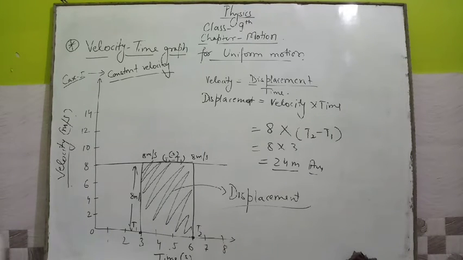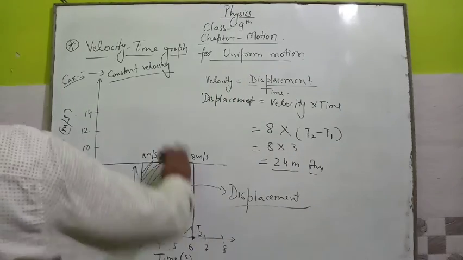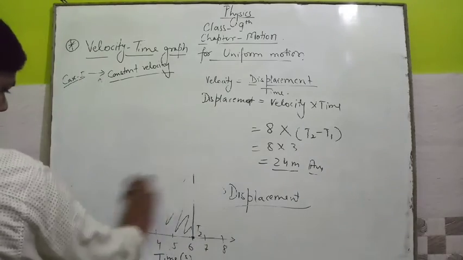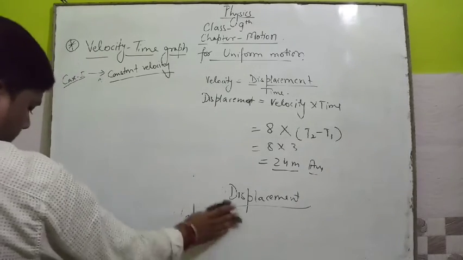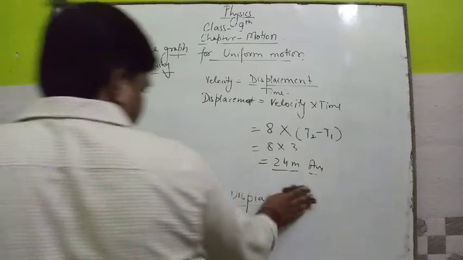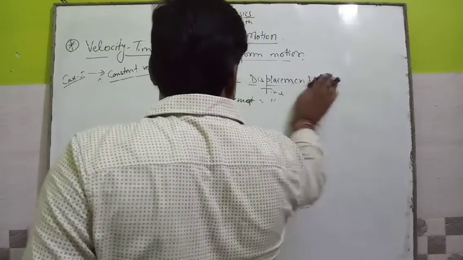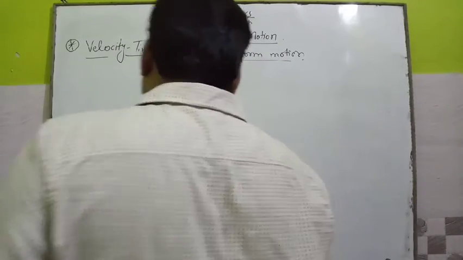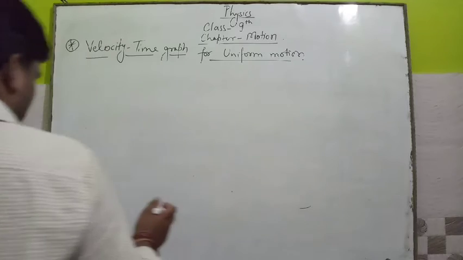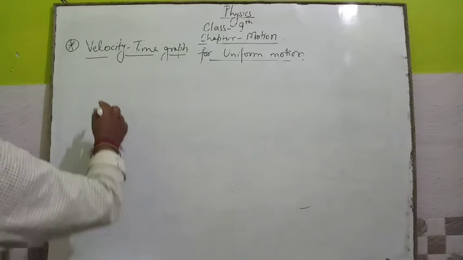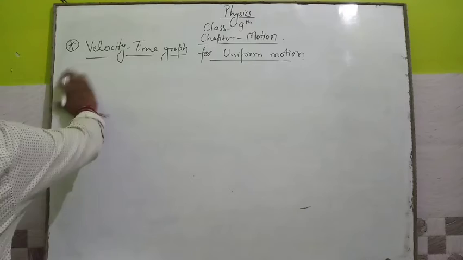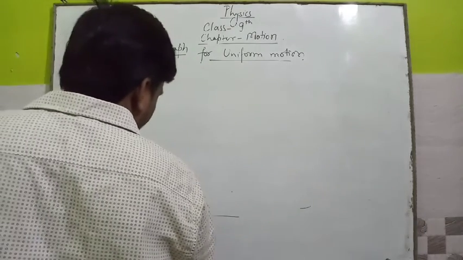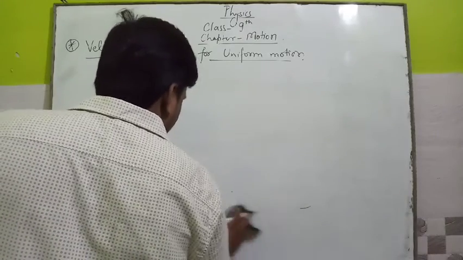Now I hope you noted it. So I will drop this, and again we are going to discuss the next type of graph, that is case second, for uniform motion. This is a graph like this. Another way we have to find this.